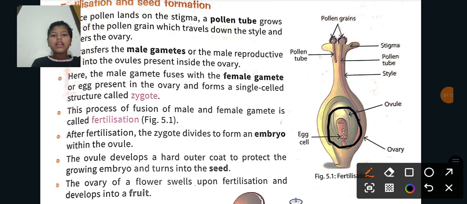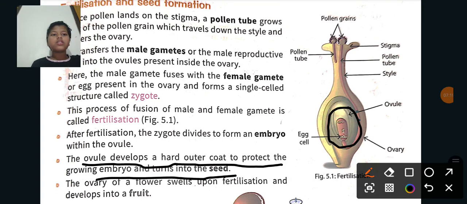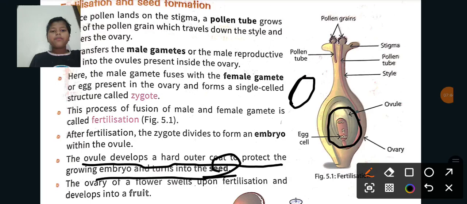The ovule develops a hard outer coat to protect the growing embryo and turns into a seed. When you have seen seeds, it's very hard to press, isn't it? Like the gram, in Hindi we say chana, right? If you press it when it's raw, it will be very hard to press because it has a tough outer covering, which is known as the seed coat.